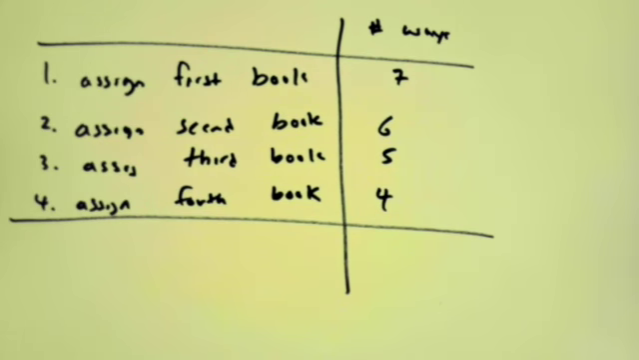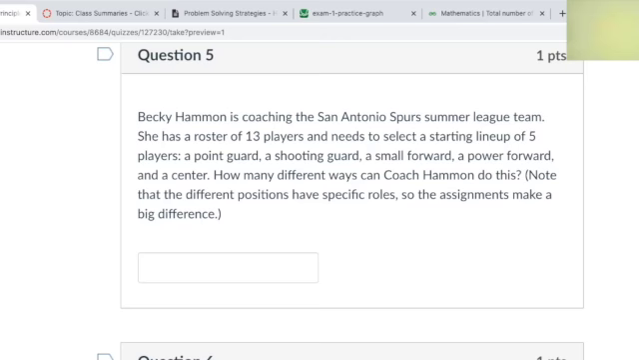5th question, Becky Hammond, she's running a summer league team. She has a roster of 13 players and needs to select a starting lineup of 5 players: point guard, shooting guard, small forward, power forward, and a center. So I have 5 tasks: point guard, shooting guard, small forward, power forward, center.